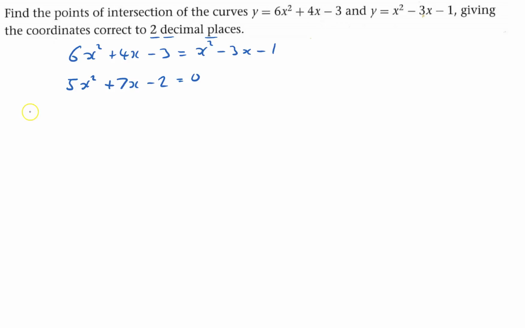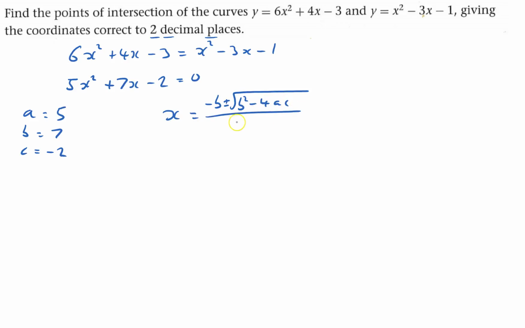0. I always like writing down what a, b and c equal, and a is 5, b is 7, and c is negative 2. And I know that x equals negative b plus or minus the square root of b squared minus 4ac all over 2a. So substitute that in. x equals negative 7 plus or minus square root of b squared is 49 minus 4 times 5 times c is negative 2, all over 2a, that's 10.